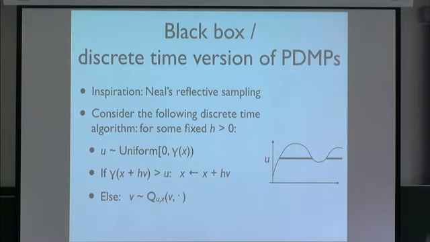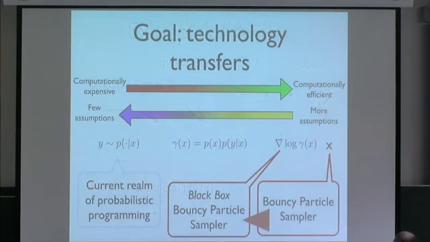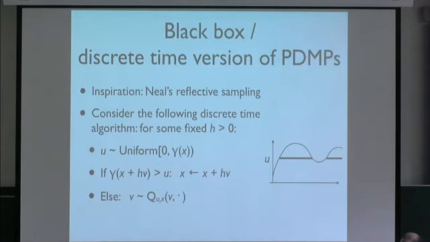Now, let's come back to the situation I was talking about. I want to do this technology transfer where in the continuous time realm, we have all these ideas, these different bounces, and we only know how to do black box if we are in discrete time. So can we apply some of these generalized bounces to a discrete time algorithm, where you don't need to compute collision times? And the answer is yes, and the inspiration for that came from Radford Neal's reflective sampling algorithm. So I'm going to start with this.